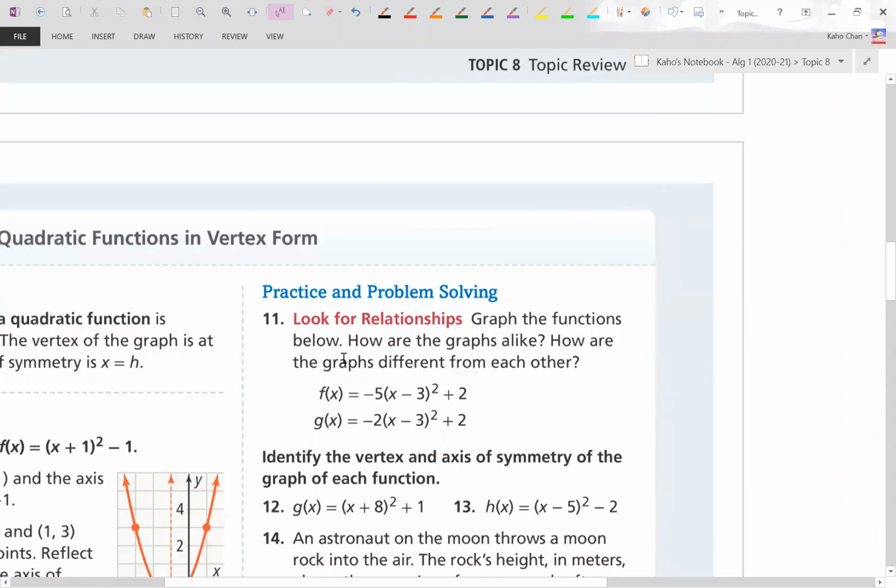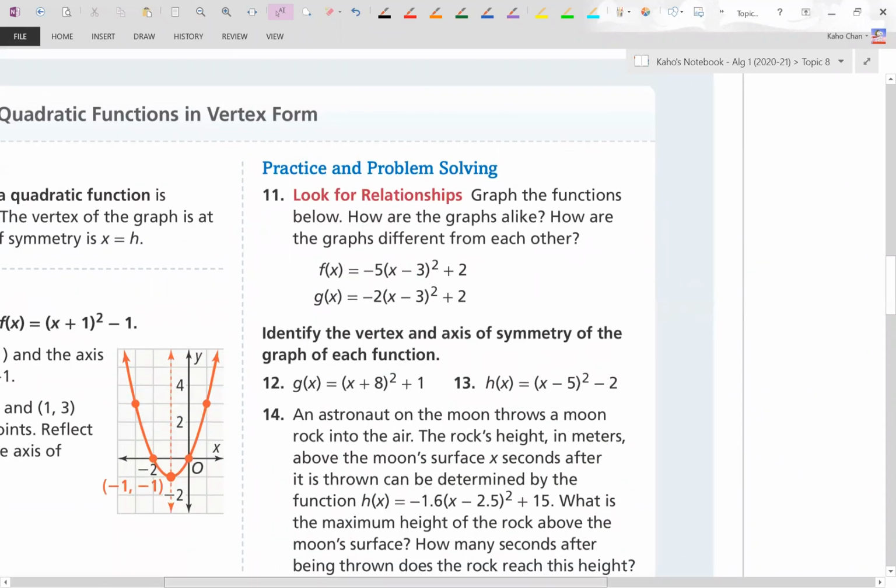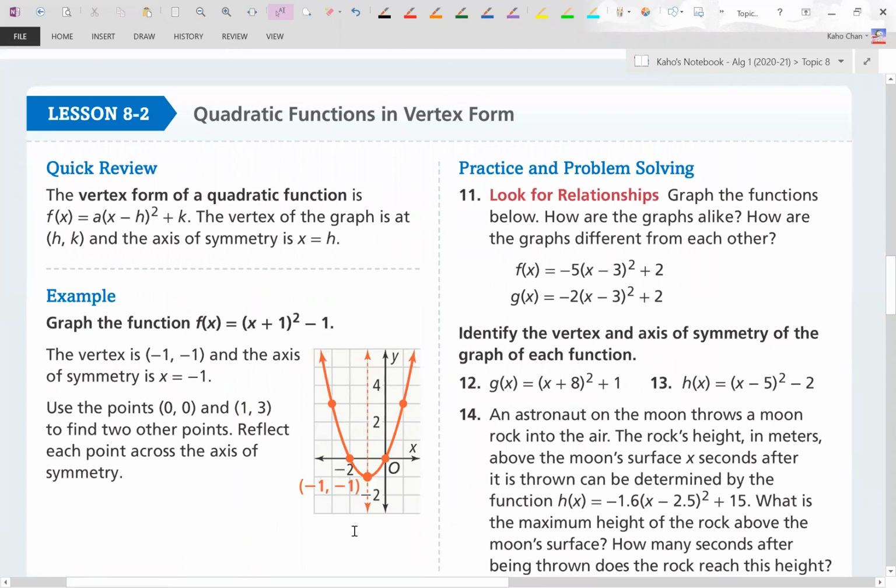Next section, that was fast. 8-2. We are looking at a quadratic in something called the vertex form.